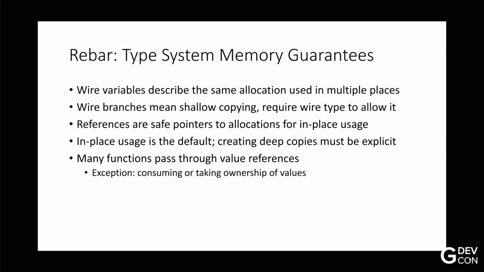With Rebar, instead, the aim is to provide guarantees about memory usage within the type system itself. And so this is kind of the point of saying we talk about wires as variables and about creating references, because they tend toward a language where using things in place and referencing or modifying them in place is the default. And in order to create expensive copies, you have to be explicit that you want to do so.